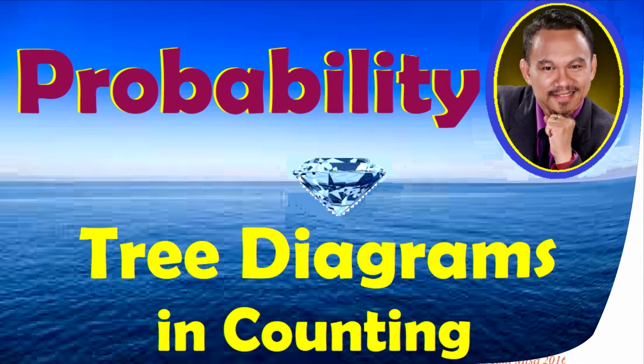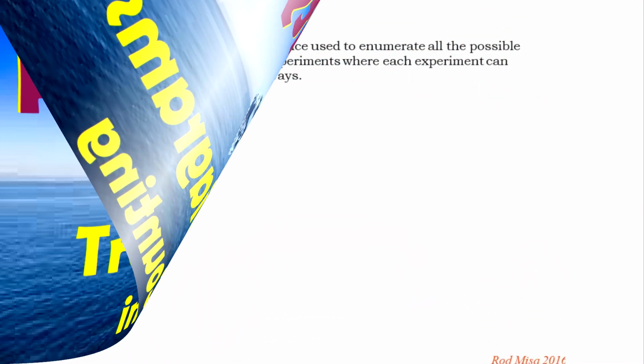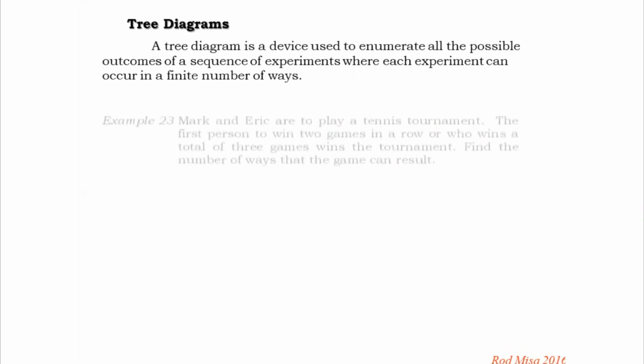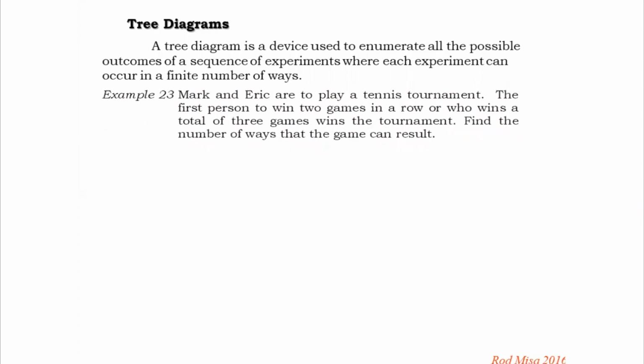In this video, I will be discussing the tree diagram. A tree diagram is a device used to enumerate all the possible outcomes of a sequence of experiments where each experiment can occur in a finite number of ways. Now, let us illustrate this in an example here.